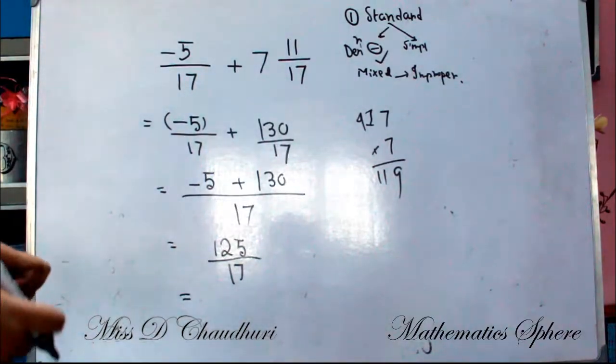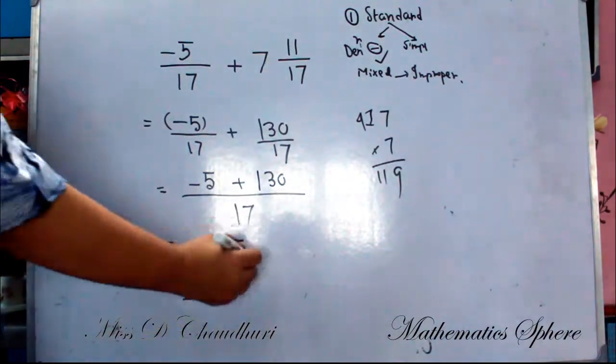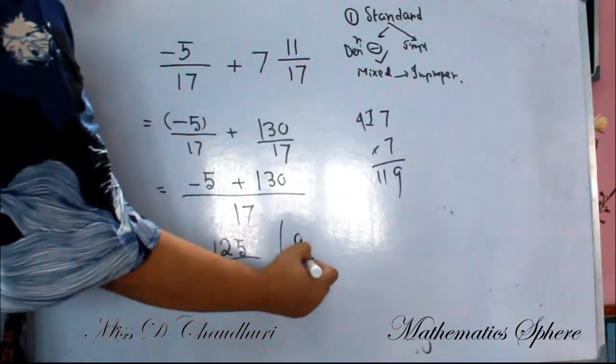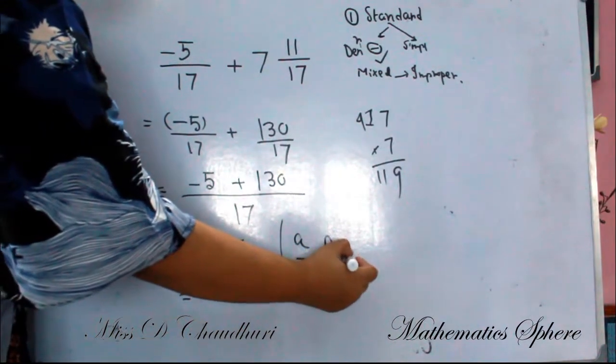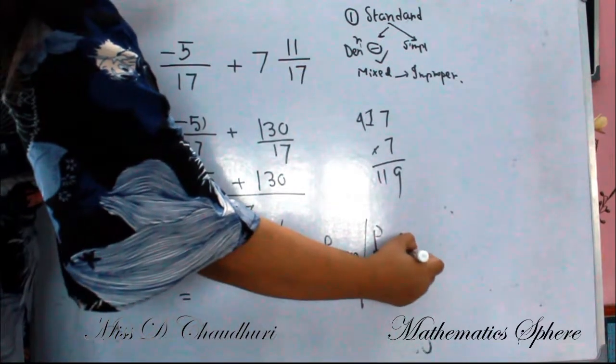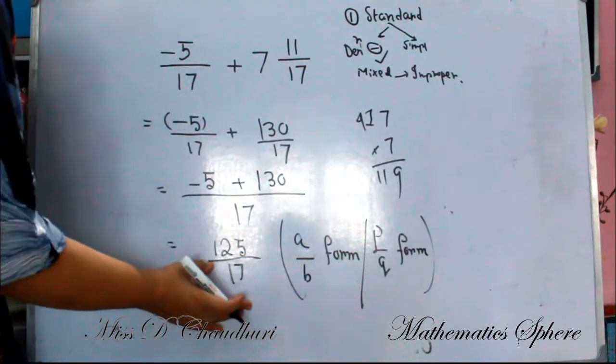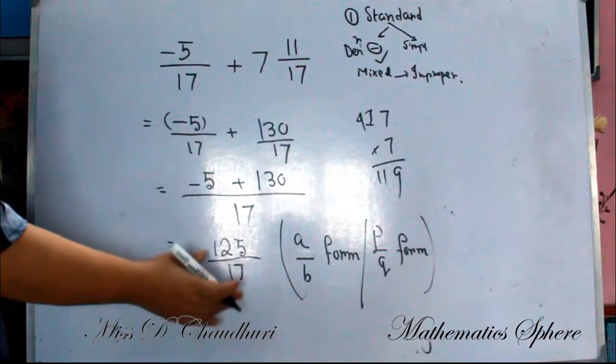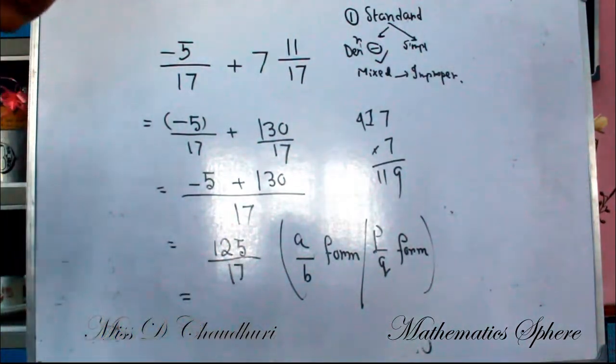You will have to be careful if it is said in the question paper that keep your answer in A by B form or P by Q form, whatever they tell you. Or standard form, if they mention it in this way, then you will keep your answer up to this only, or else you will have to change this into mixed.